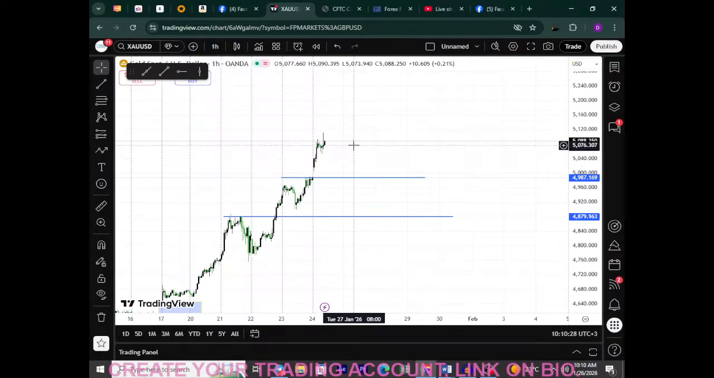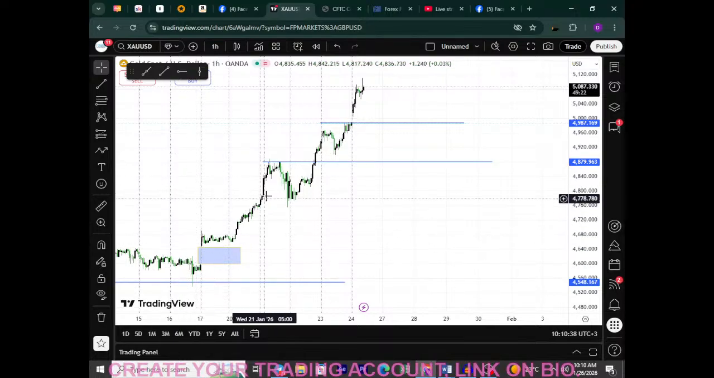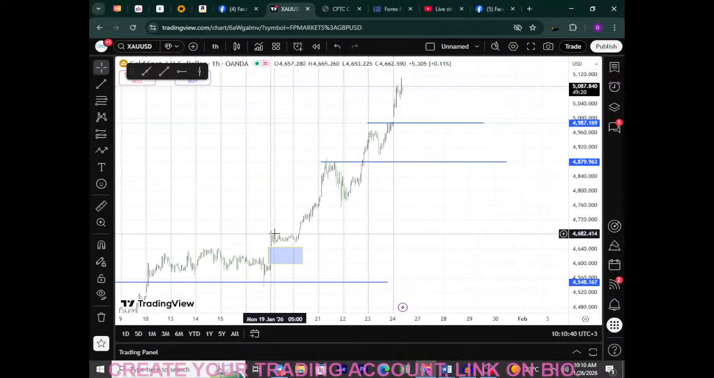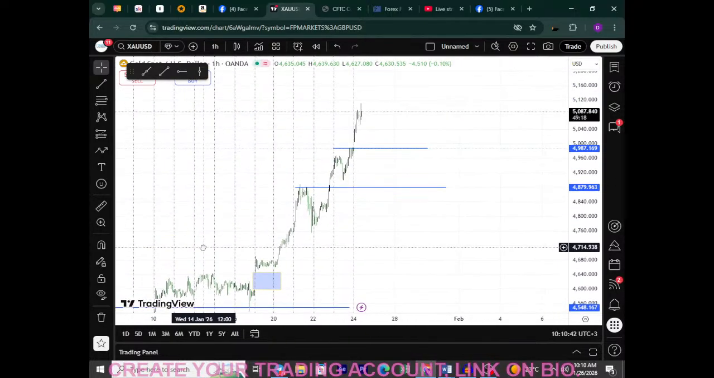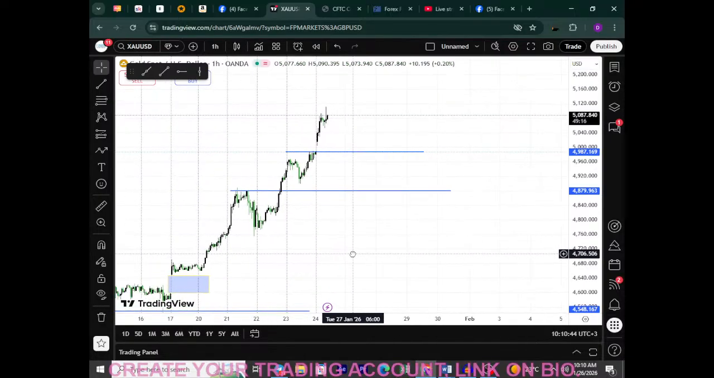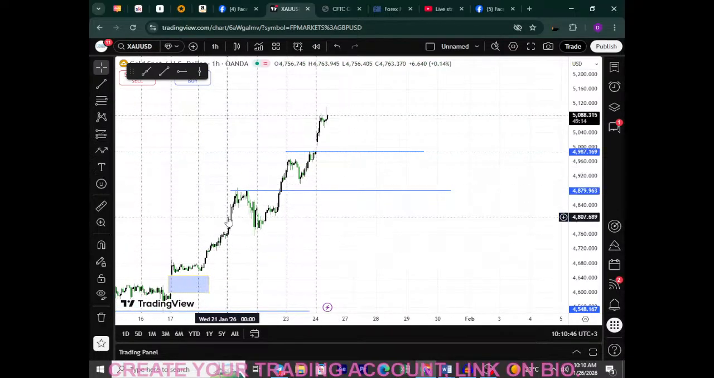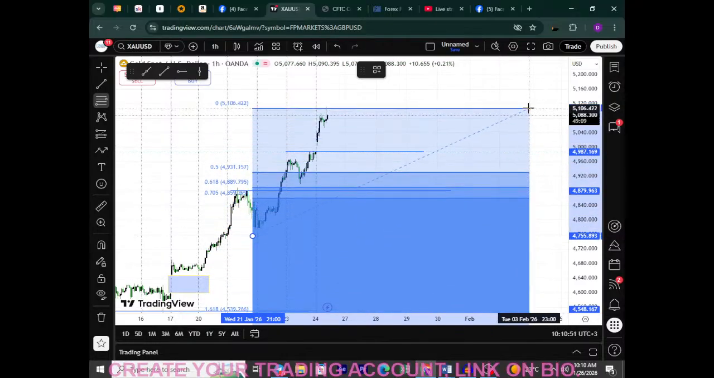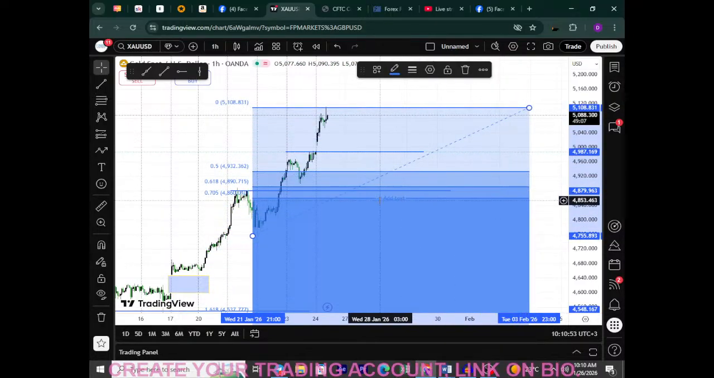So we are at 5,000, and at this significant level, gold might look as if it is overbought. And yes, it is overbought. According to me, it is very overbought. We need at least a retracement for us to go in. Now, there are two ways we shall do this. The first one, we shall use a fib, regardless of what you think about the fib. So we shall use the fib.